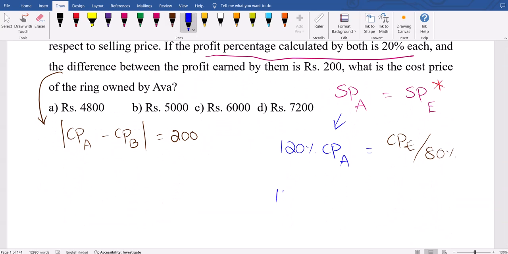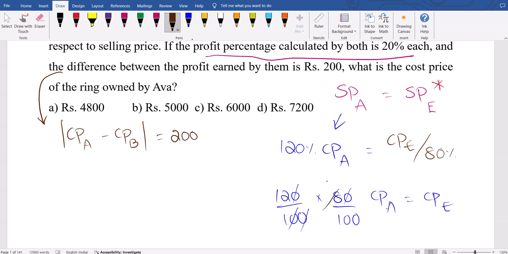And this is the link between selling price and cost price of A and E. 120% means 120 divided by 100. This 80% will also come to this side, 80 divided by 100. CP of A equals CP of E. Now if you see the cancellation part, 96 CP of A equals 100 CP of E. They're asking regarding cost price, right? So better we cancel a few things as well.